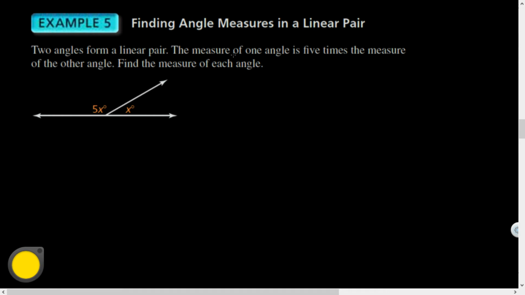Two angles form a linear pair. The measure of one angle is 5 times the measure of the other angle. I put a question like this on the test. I'm glad we're doing this problem. Find the measure of each angle.